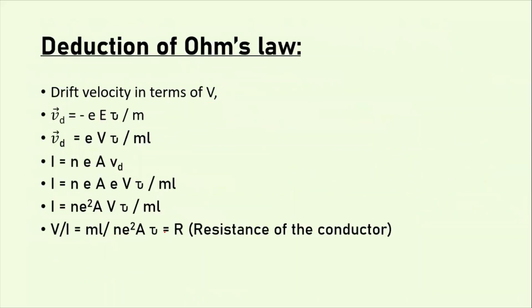So from this, how do we deduce Ohm's law? You all know Ohm's law: V is equal to IR, or V by I is equal to R, which is the resistance of the conductor. So if the drift velocity you know already, v_d is equal to minus eE by m into tau. Correct? Now, to write this drift velocity in terms of electric potential, what should we do? You know that E is equal to V by L.